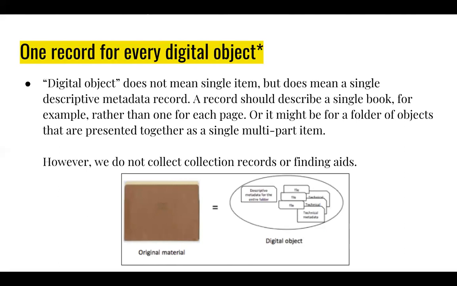It could also be a folder of objects that are presented together as a single multi-part item. So if your digitization unit decided to scan a whole folder and create an object in your digital repository for the folder, that would be okay to share with us. That doesn't mean that we collect finding aids or collection records, but individual objects in digital repositories that have multiple parts or are complicated is fine.